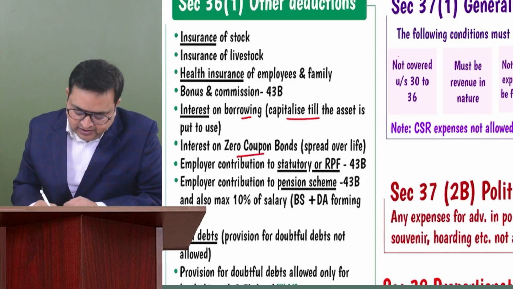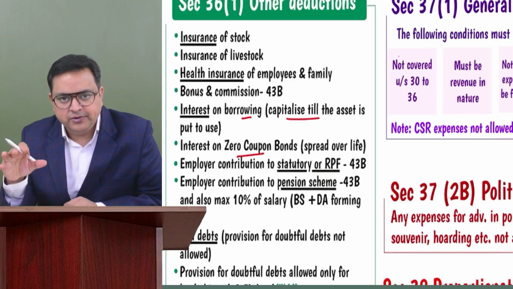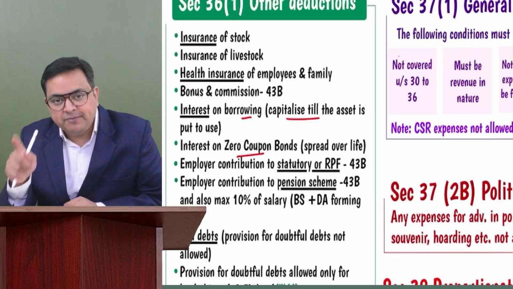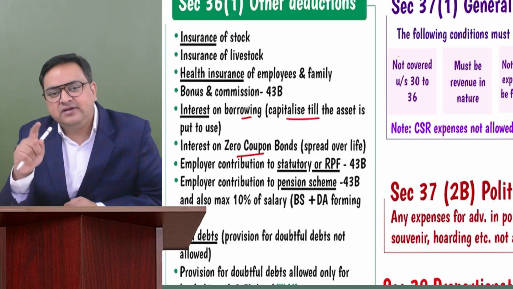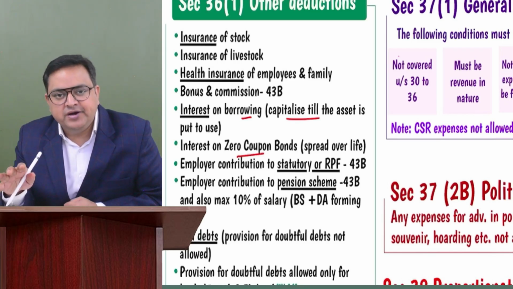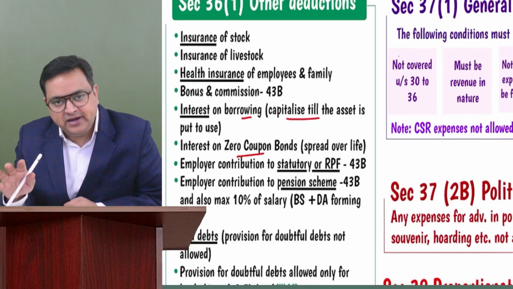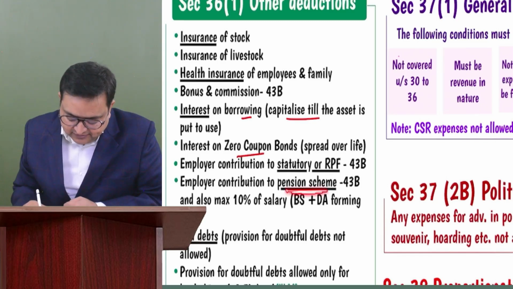Employer contribution to statutory provident fund, recognized provident fund is allowed, or pension scheme is also allowed, subject to 43B. So if the employer is contributing to URPF, to unrecognized provident fund, it is not allowed. But if it is recognized provident fund, statutory provident fund, pension scheme, it is allowed, subject to 43B. It should be deposited up to the due date of ROI. Correct?